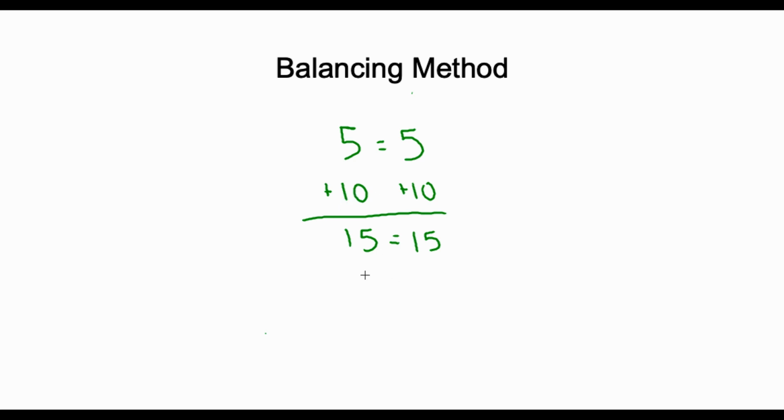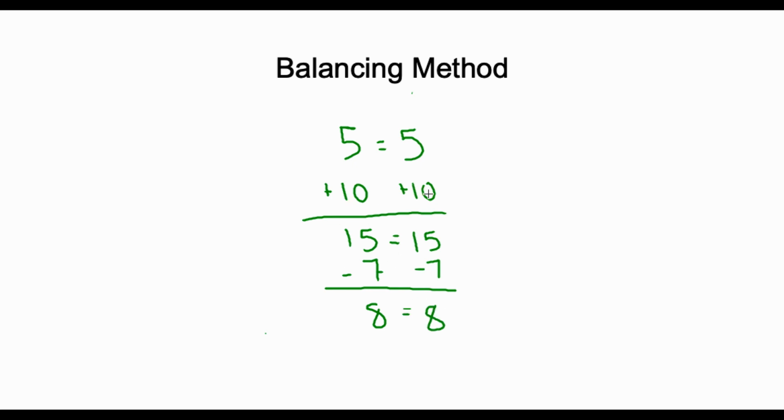Now I can do the same thing with subtraction. If, let's say, I want to subtract 7 on this side, I have to subtract 7 on this side so that both sides can remain balanced. Okay, so 15 take away 7 will give me 8, and this side will also be 8.